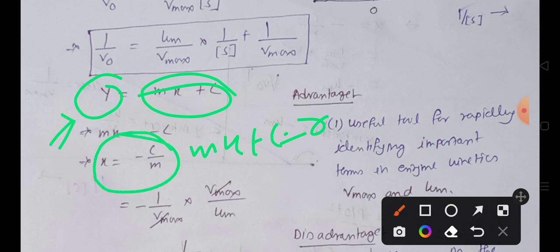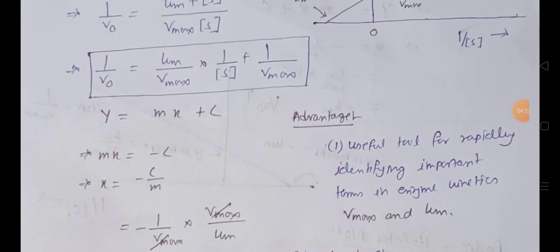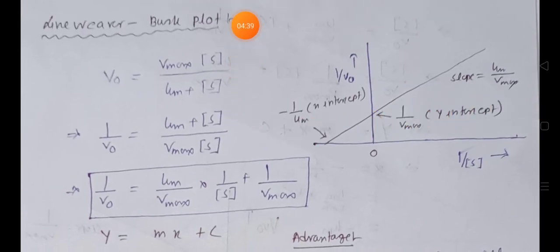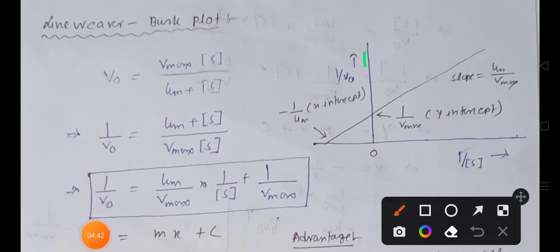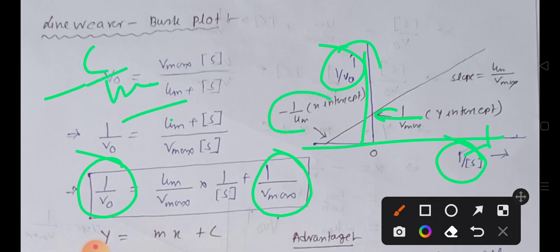By putting the values of c and m, you can get the x-axis intercept, which in the case of the Lineweaver-Burk plot is minus 1 by Km. Now here we have plotted all the things that we have derived. On the y-axis we will have 1 by v0, and on the x-axis we will have 1 by s. I have told you that the y-axis intercept will be the value of c, and the x-axis intercept will be the value of minus c by m, that is, we have derived minus 1 by Km. So this is this one, and the value of m will be the slope, right?